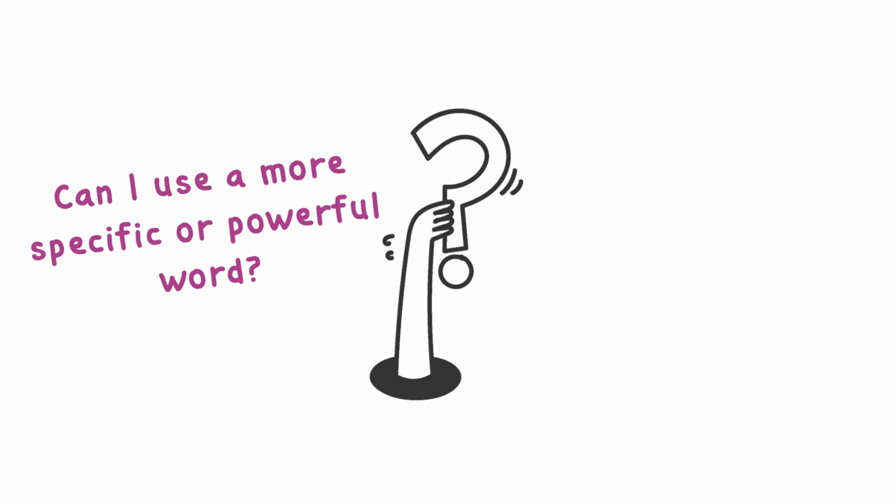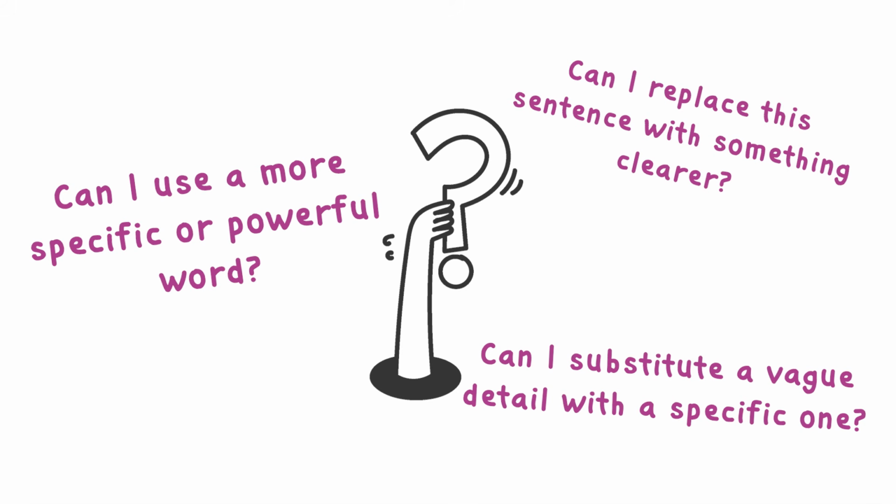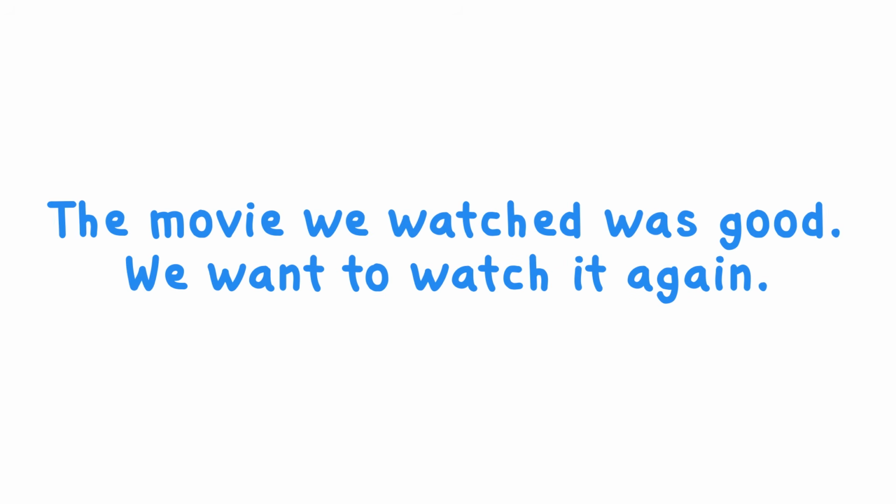Ask yourself, can I use a more specific or powerful word? Can I replace this sentence with something clearer? Or can I substitute a vague detail with a specific one? For example, the movie we watched was good. We want to watch it again.